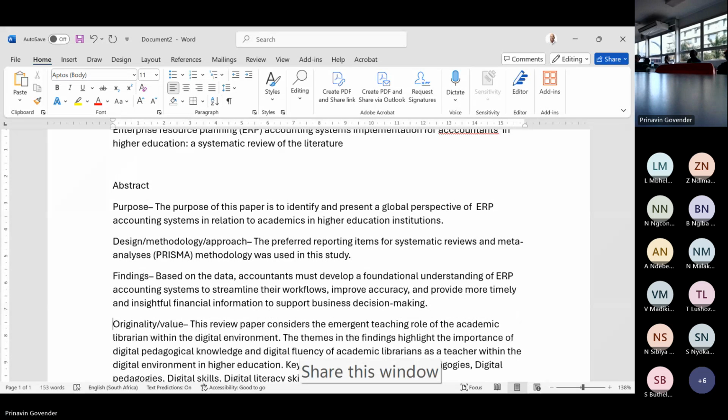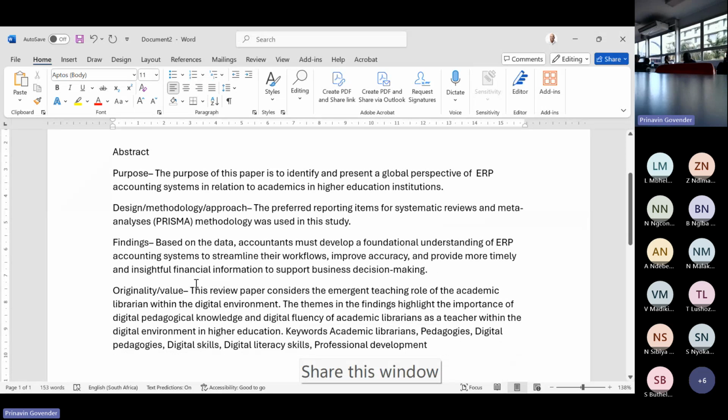Now, by the way, how's it going so far? The preferred method for this was Prisma. These are our findings, originality, and value. By the way, we're jumping the gun. We didn't even do the research, but we write an abstract. An abstract is supposed to be written at the end of it all, not in the beginning, like what we're doing. But I'm just throwing you into the deep end.